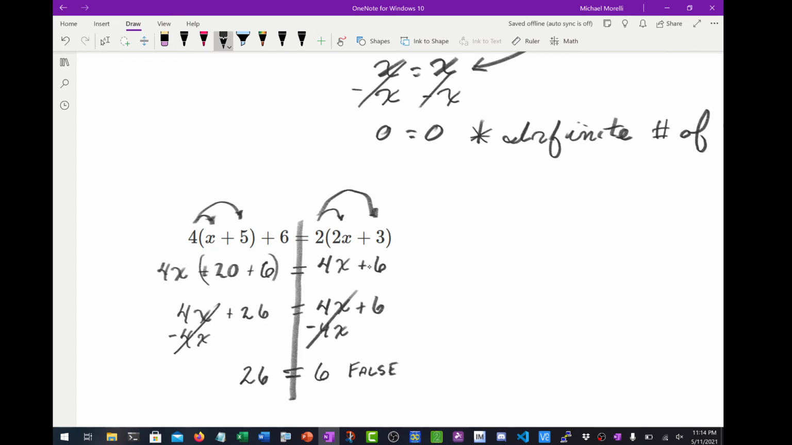So when you come to a situation like this, 26 does not equal 6. Therefore, there is no solution.